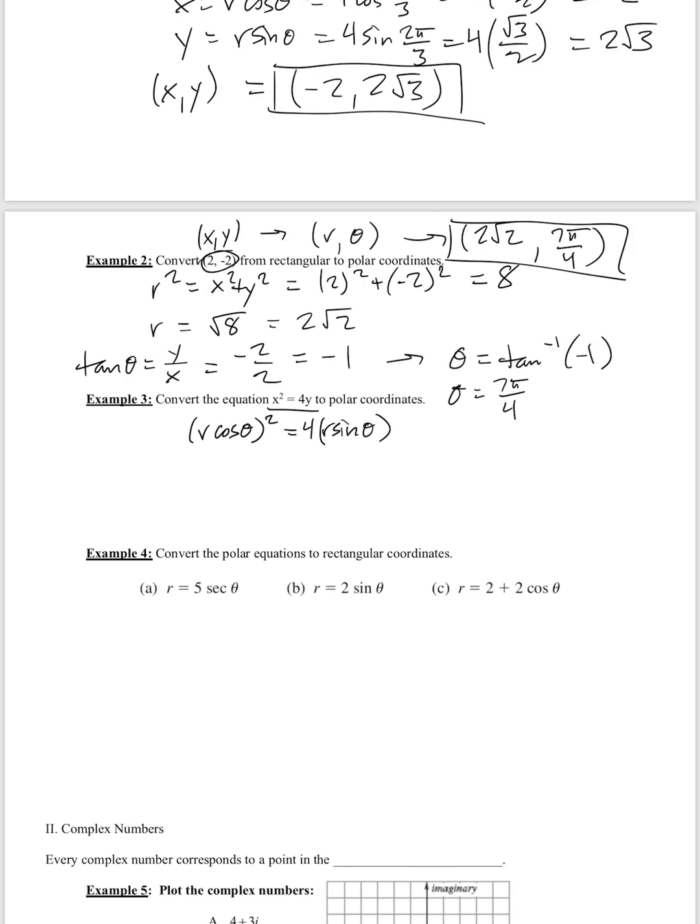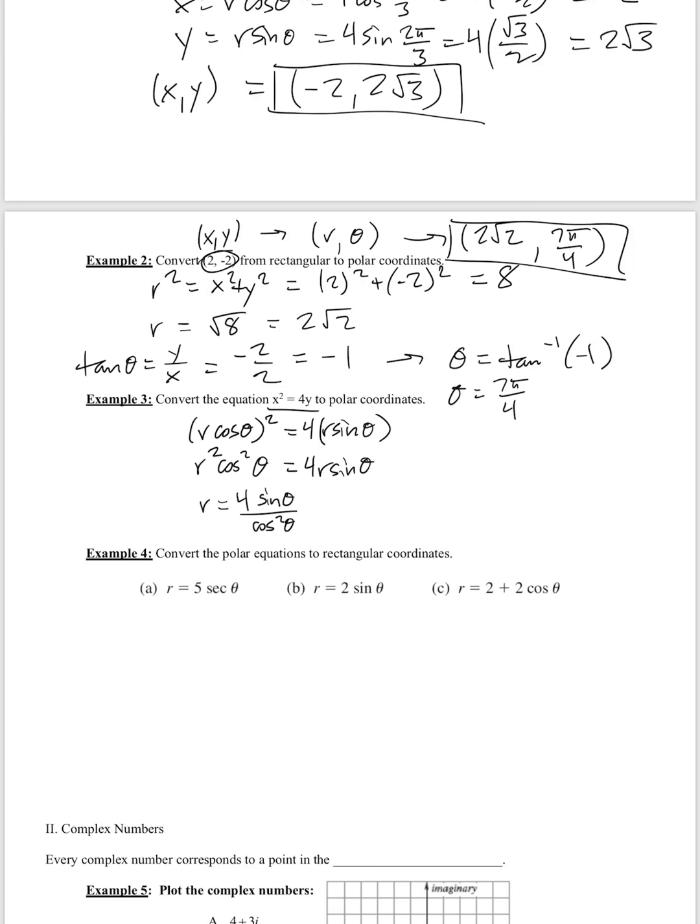All right? And now I just simplify. I try to solve for r. So r squared times cosine squared equals 4 times r times sine of theta. Okay, divide both sides by r, so an r is going to cancel out. And then I'm going to divide both sides by cosine squared, so I get r equals 4 times sine of theta over cosine squared theta.